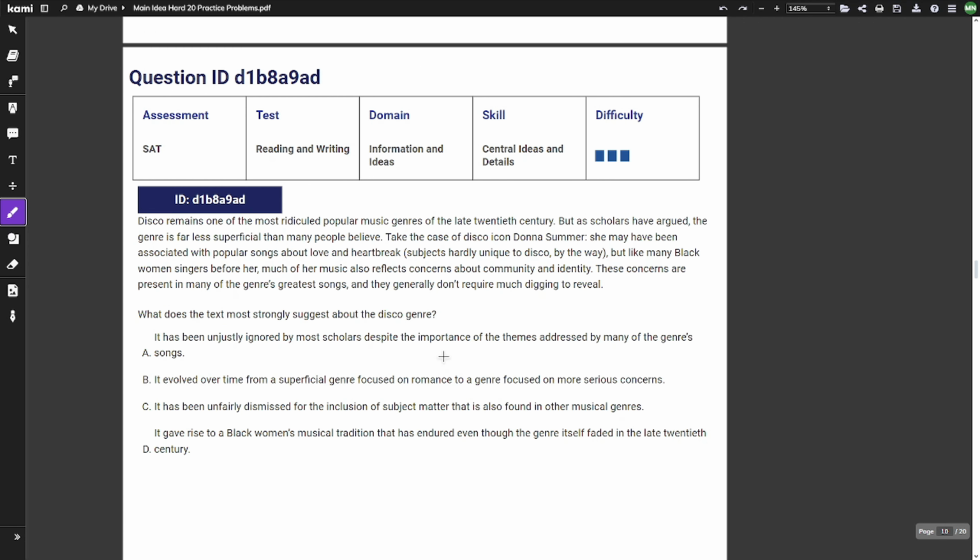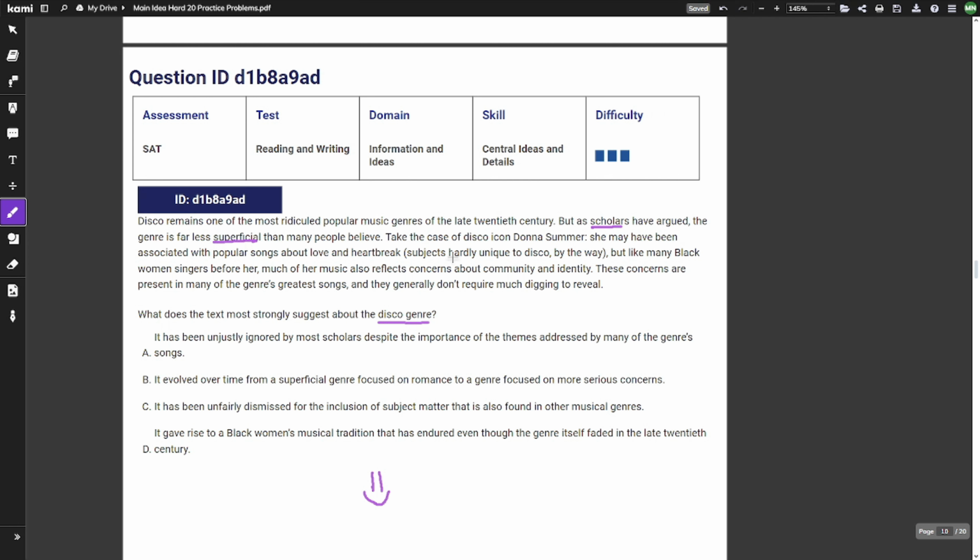Question number 10. Once again, feel free to pause and read. Alright, so here the question is asking us, what does the text most strongly suggest about the disco genre? So first things first, let's go ahead and summarize the text. So here it says that people really like making fun of disco, but these scholars are arguing that, hey look, this genre isn't as superficial as you think.